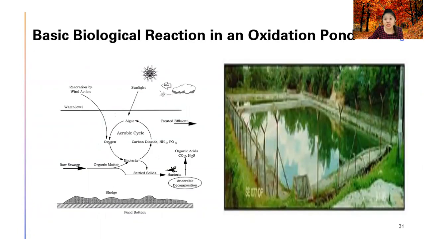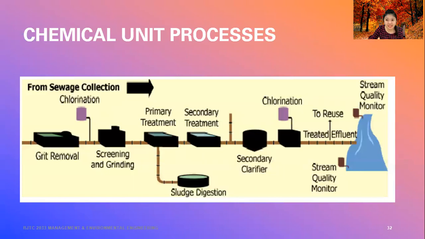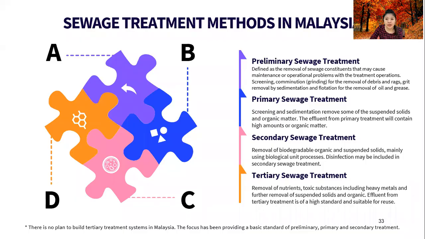Okay, so this is a figure and also an example of the oxidation pond that you quite commonly will see. There is a pond that is very big and green in color, and then you will see a signboard from IWP. So this is the chemical unit process. We have the grit removal, then the chlorination, which is under disinfection, and the screening, grinding, secondary clarifier, and then chlorinating again, and then reducing it, and then it goes to the river. This is the total process.